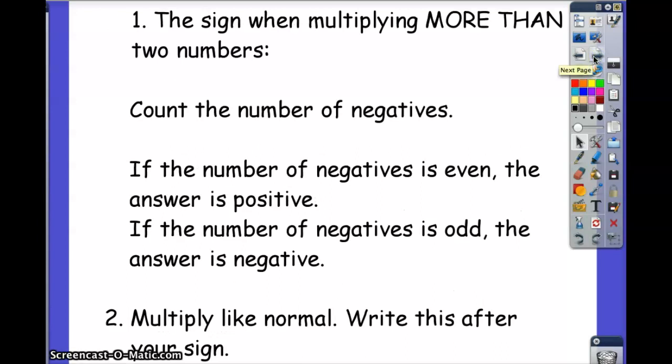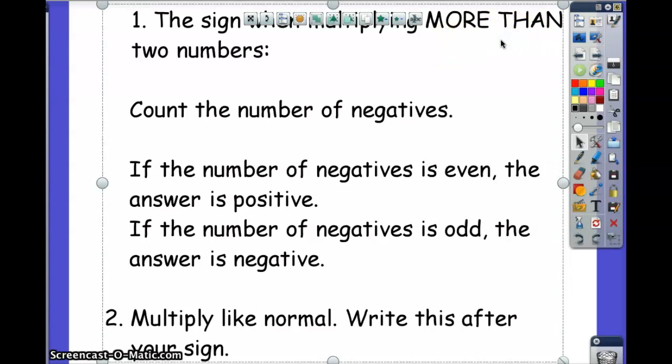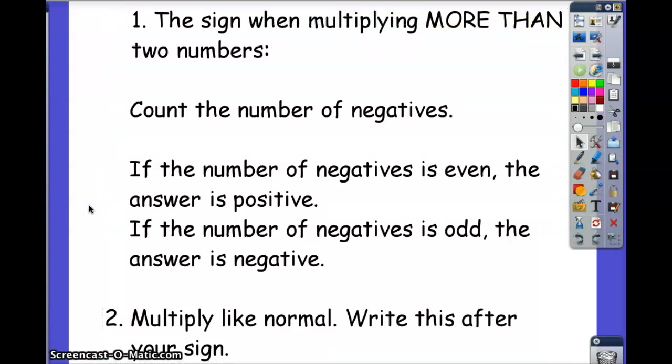Next, when you're multiplying more than two numbers, count the number of negatives. If the number of negatives is even, the answer is positive. If the number of negatives is odd, the answer is negative. And then you multiply like normal, and then you put that answer after the sign, whether it's positive or negative.